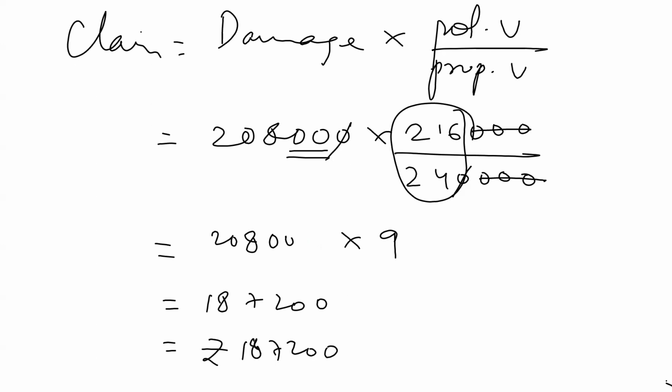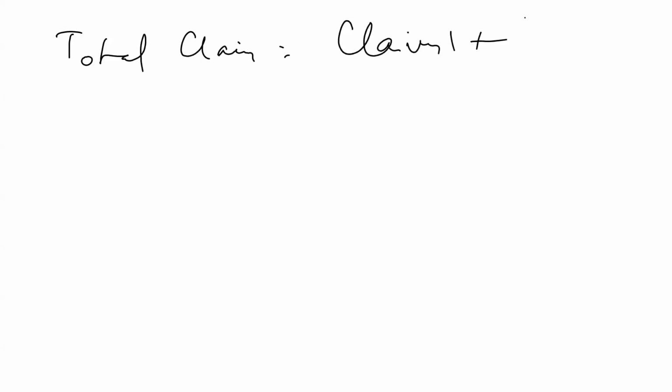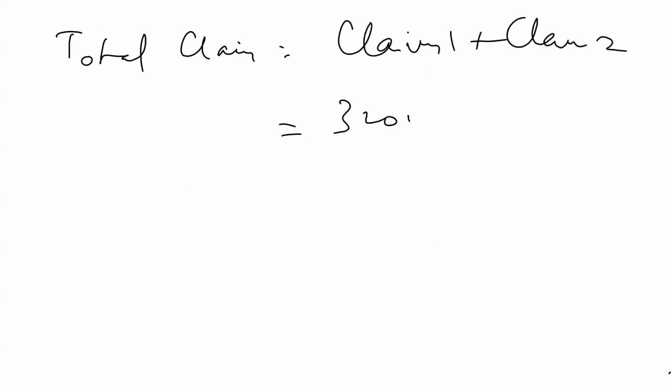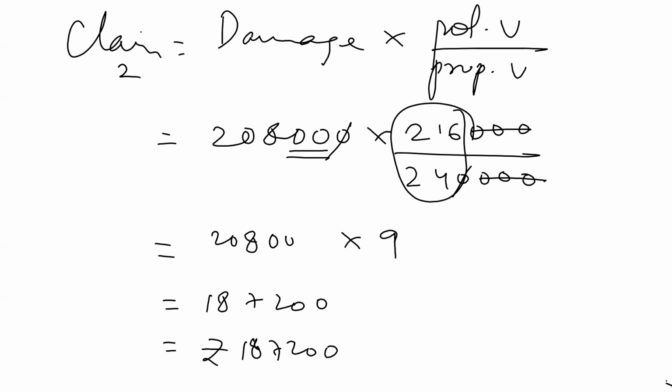Okay, now find the total claim. Total claim, you have to add the two claims, claim 1 plus claim 2. Claim 1 is the claim on the warehouse, which is equal to 3,200, and claim 2 is the claim on the goods, which is 1,87,200.